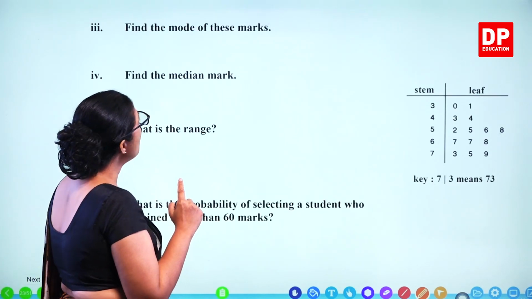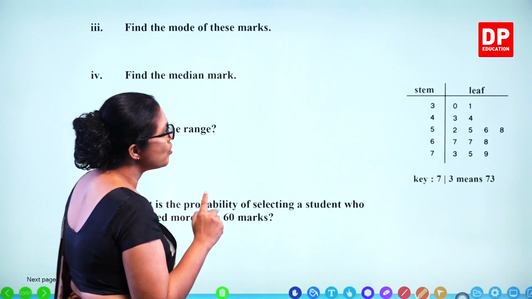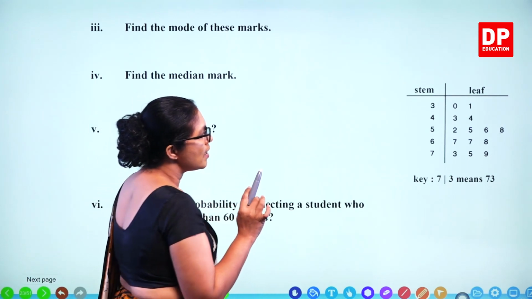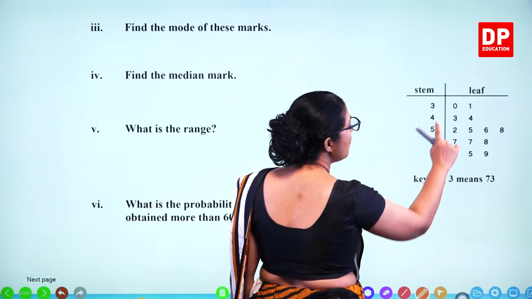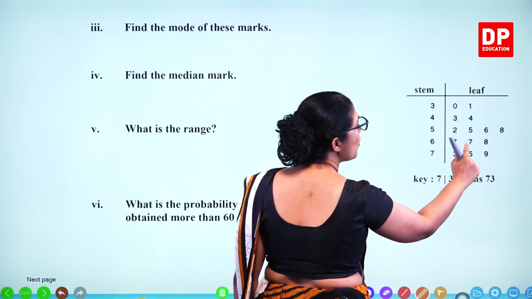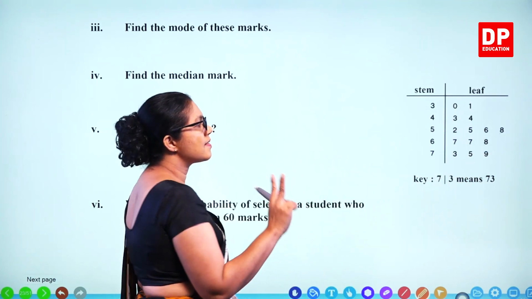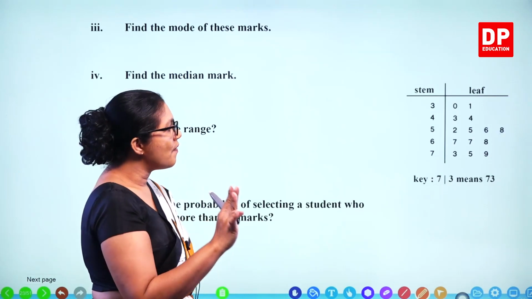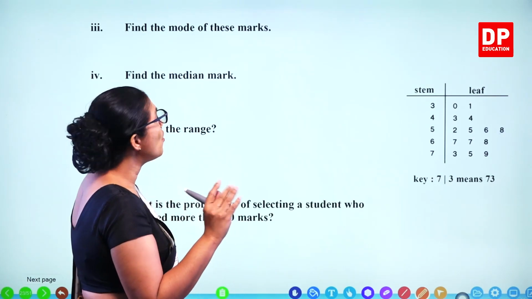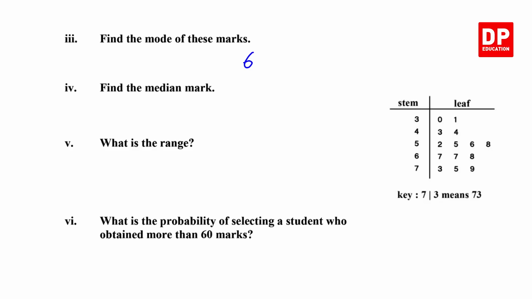Part 3, find the mode of these marks. Mode is the one which has the highest frequency. Here, this one is there twice. That means 67 twice. All the other numbers just once. So that's the mode. 67 is the mode value.